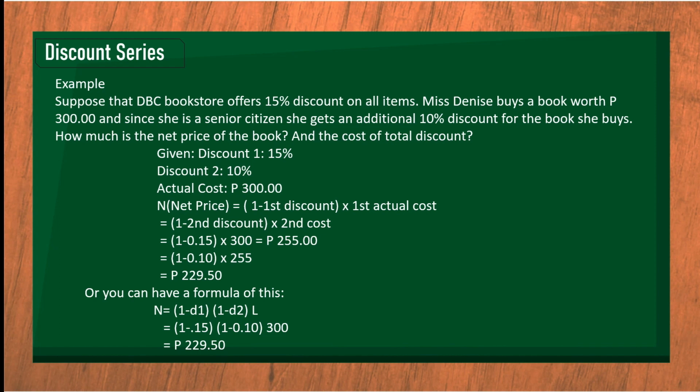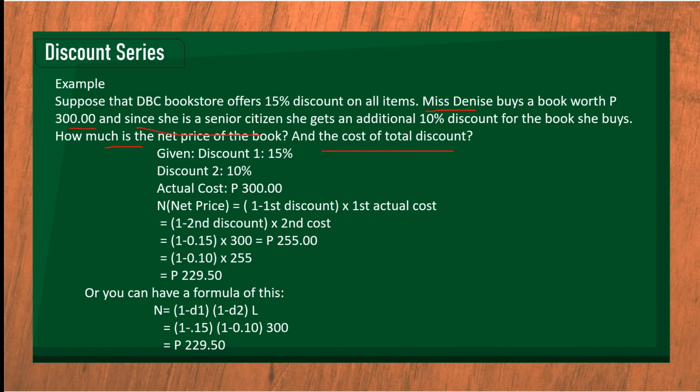Discount series example. Suppose that TBC bookstore offers 15% discount on all items. Miss Denise buys a book worth 300 pesos, and since she is a senior citizen, she gets an additional 10% discount for the book she buys. How much is the net price of the book and the cost of total discount?